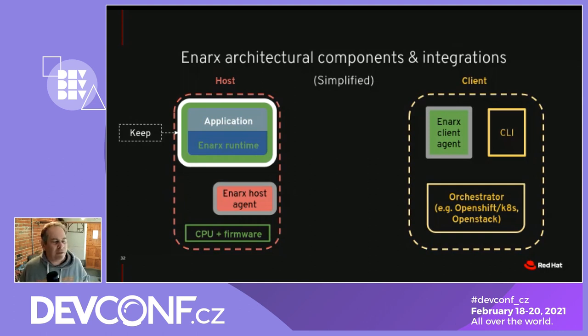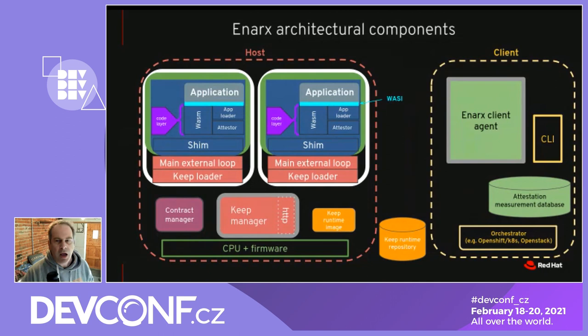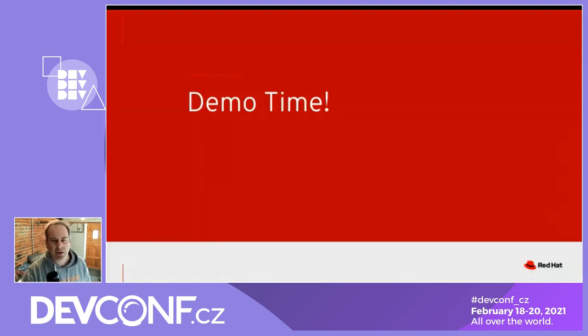Now, of course, you have to trust something because something's actually got to execute, and that is the CPU and firmware. And of course, those are cryptographically signed, and we're checking those as we go. This is a rather more complex view. I'm not going to go into this right now. We may return to it a bit if we have questions. It just talks about all the different pieces.